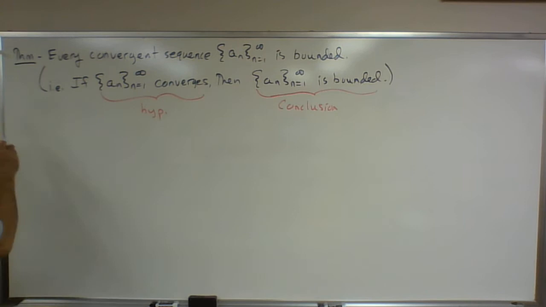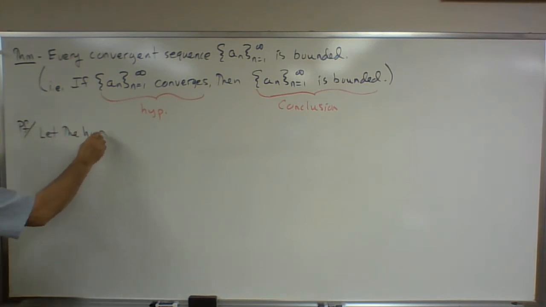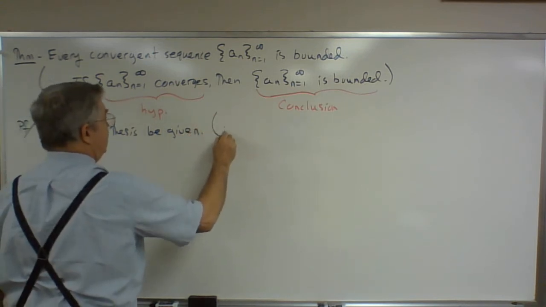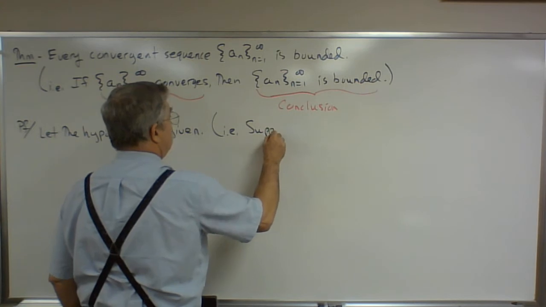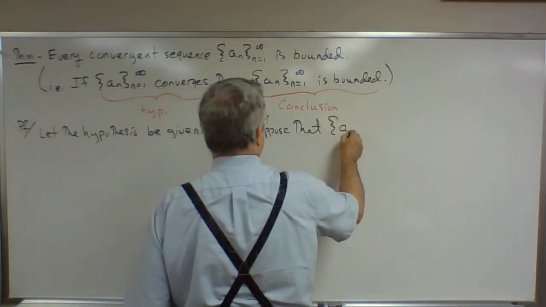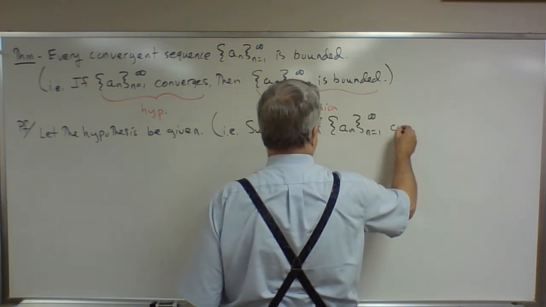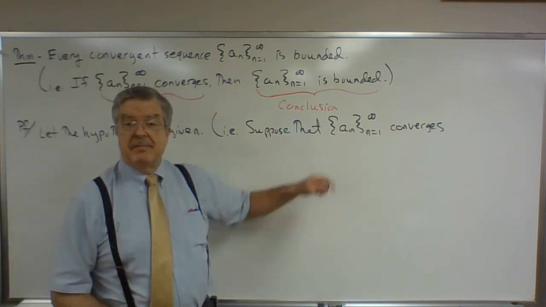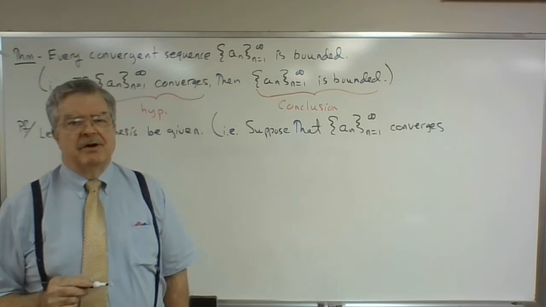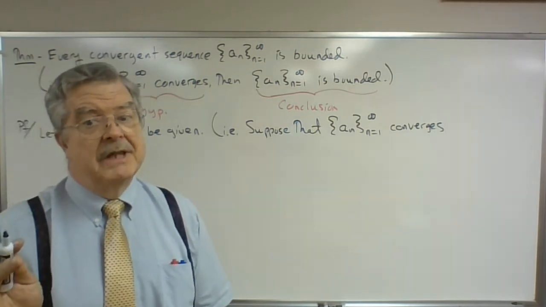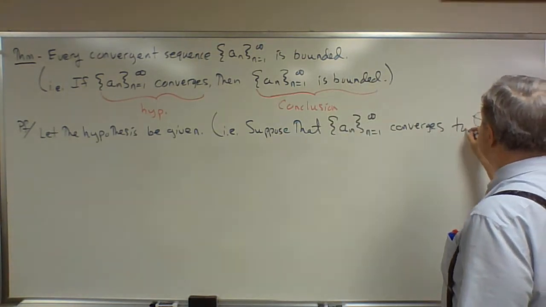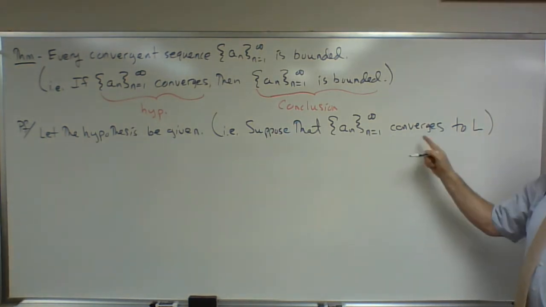So let's start the proof off. Do it the easy way and say, let the hypothesis be given. So there's our hypothesis. The sequence a sub n converges. But let's be a little bit more specific. If the sequence converges, it has to converge to a limit, right? So let's mention specifically what the limit is. This sequence converges to some limit L.